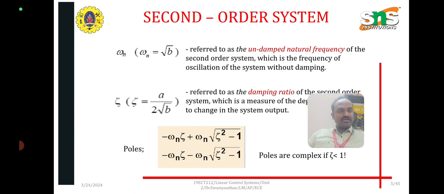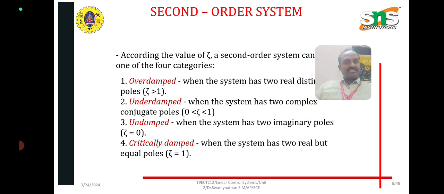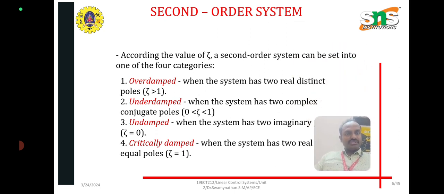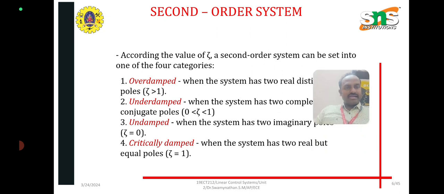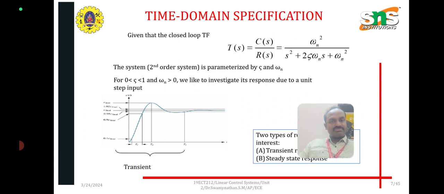These poles are complex conjugate when zeta is less than 1. Already we discussed the different damping ratios: overdamped is greater than 1, underdamped is between 0 and 1, undamped is equal to 0, and critically damped is equal to 1. The time domain specification is for omega n squared divided by s squared plus 2 zeta omega n s plus omega n squared.